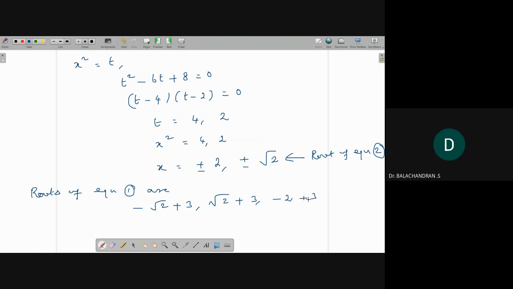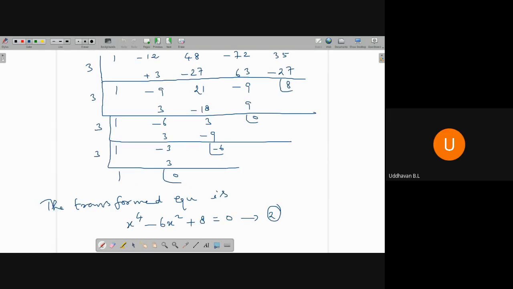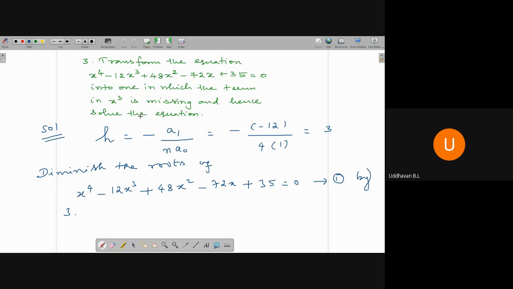Excuse me, sir. Yeah, please go. Sir, they have asked only the roots of the transformed equation, sir. No. Actually, transform the equation and hence solve the equation. And solve the equation means this equation. So not only the transformed equation. Oh, okay, sir. Okay, so actually that is the meaning.